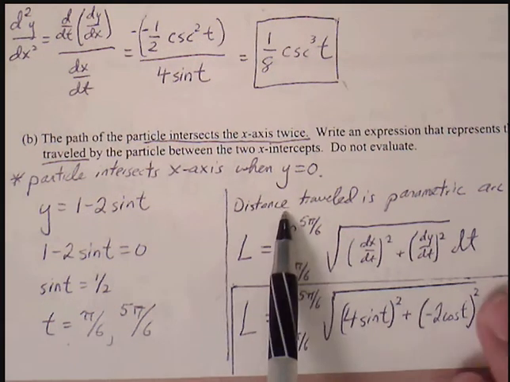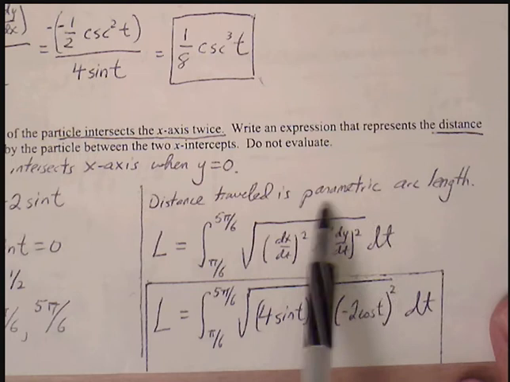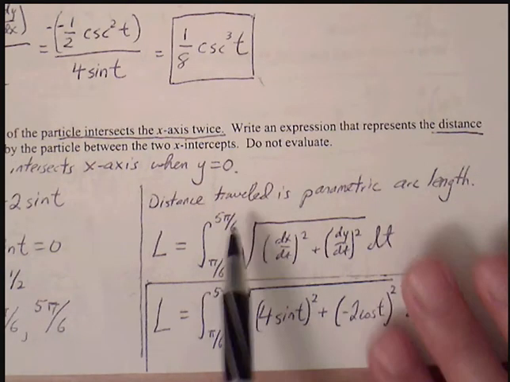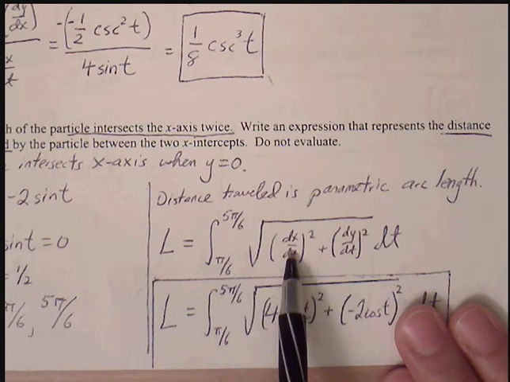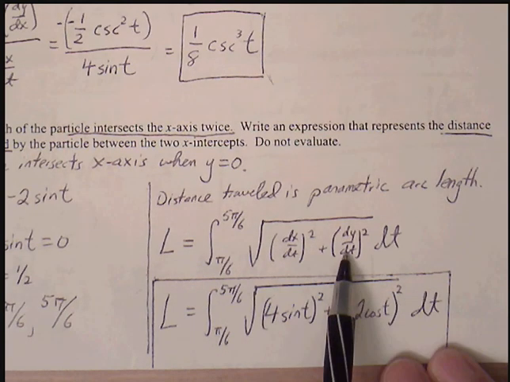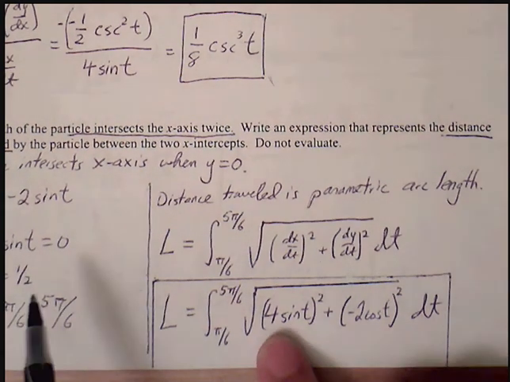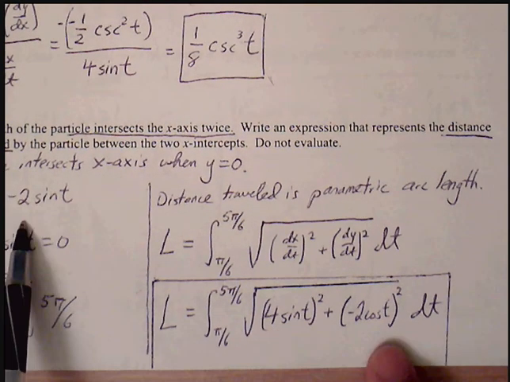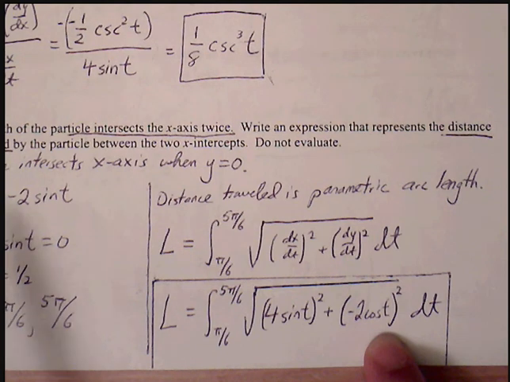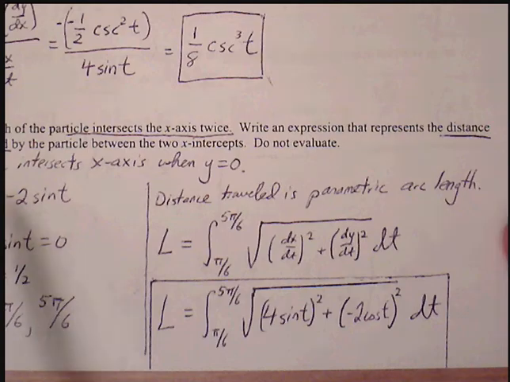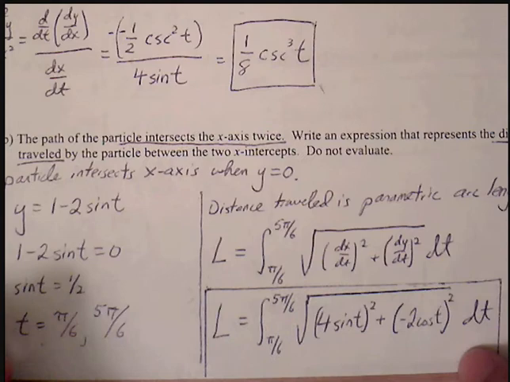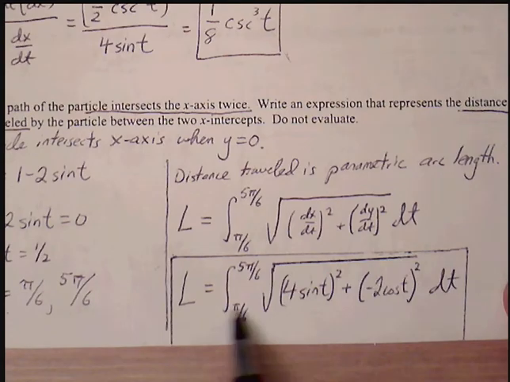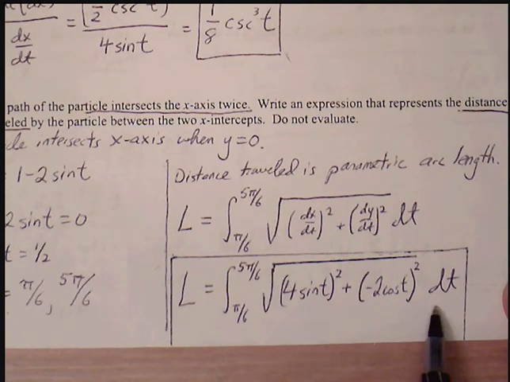Okay, distance traveled is simply arc length, right? And the arc length formula is just a definite integral from pi over 6 to 5 pi over 6 of the square root of x prime squared plus y prime squared. And the x prime we found was 4 sine of t. Y prime we found was negative 2 cosine of t. And the problem just says write the expression that represents the distance traveled, but do not evaluate. So here is our expression without evaluating.